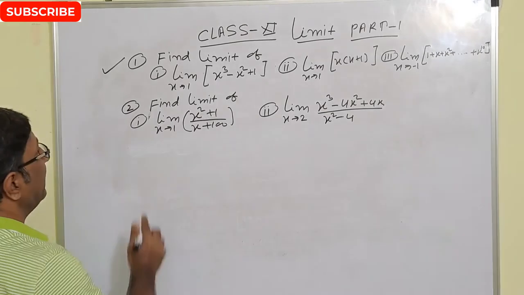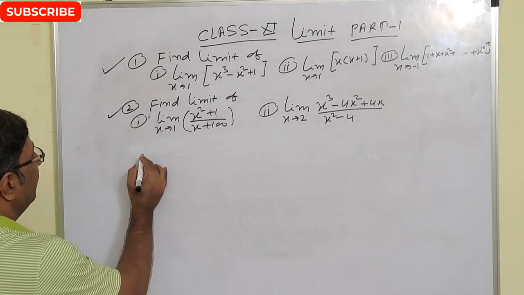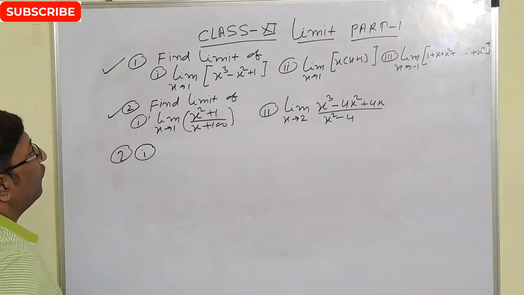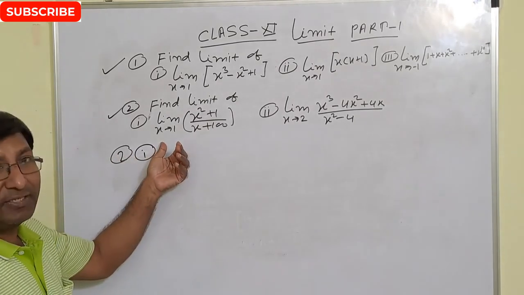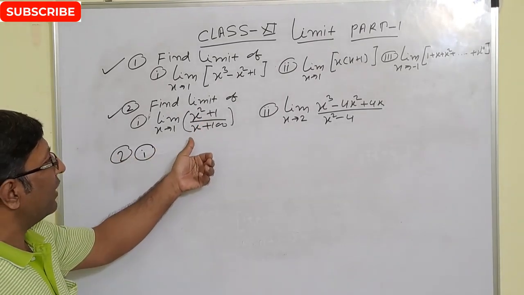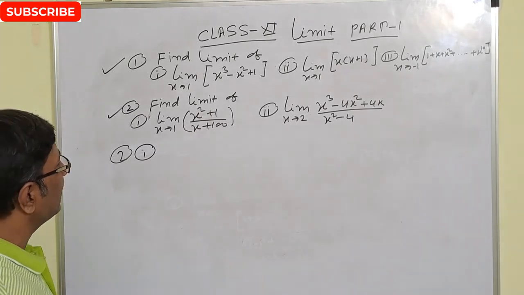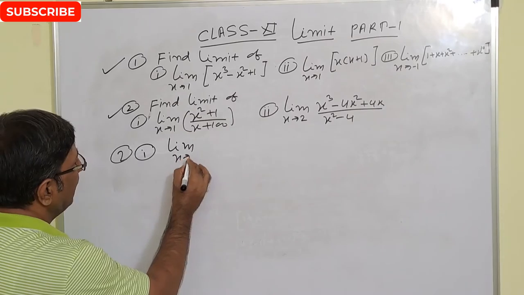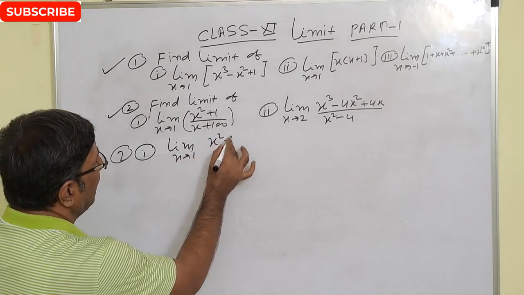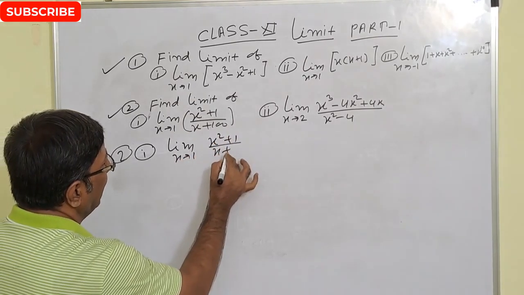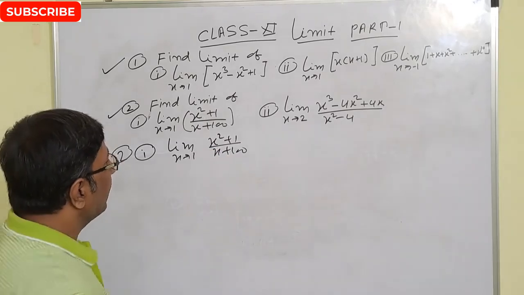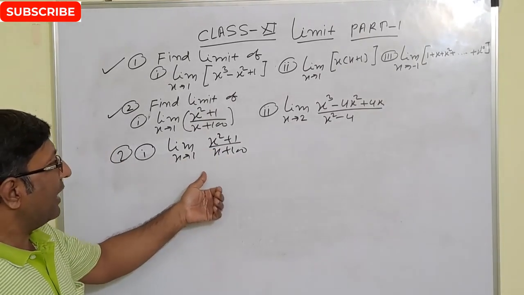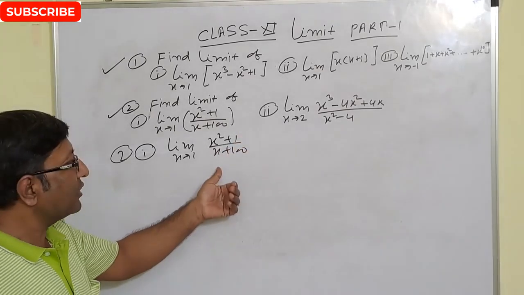So this is type number 2 question again. Find the type 2 question: find the limit of x tends to 1, (x square plus 1) divided by (x plus 100). Here the number is given in a fraction.